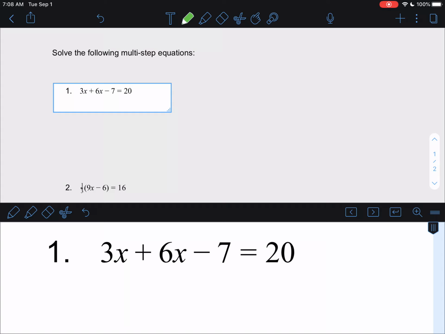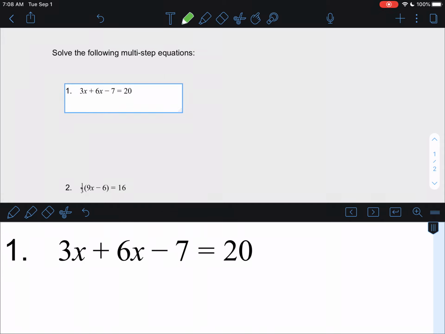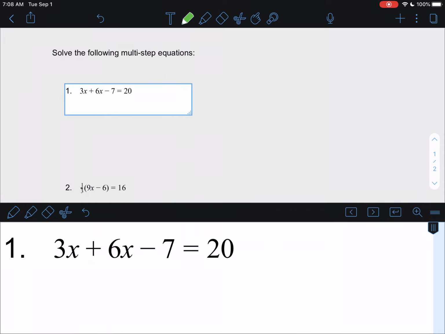Let's get into it. Problem number 1, I see 3x plus 6x minus 7 equals 20. So the first thing I have to do, I see on the left side, I have two terms, both with x in them. So I can say 3x plus 6x combines to be 9x. If they were on different sides of the equation, I wouldn't be able to do that. So I'm going to rewrite this as 9x minus 7 equals 20.